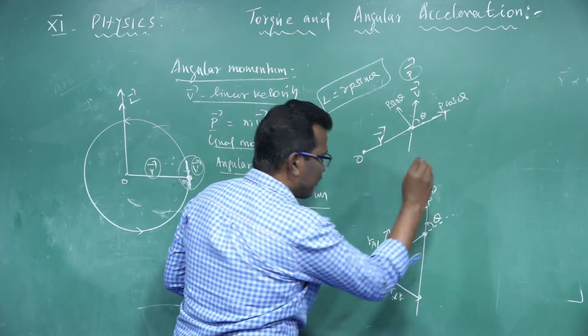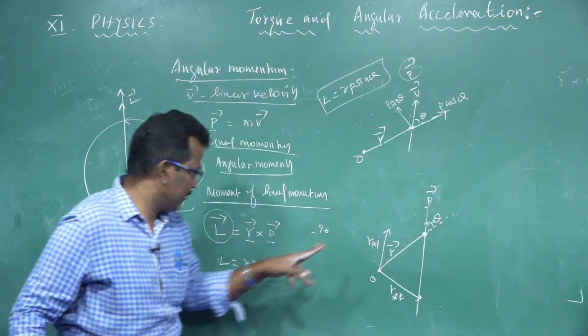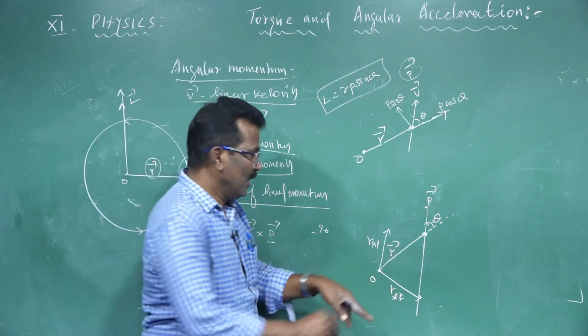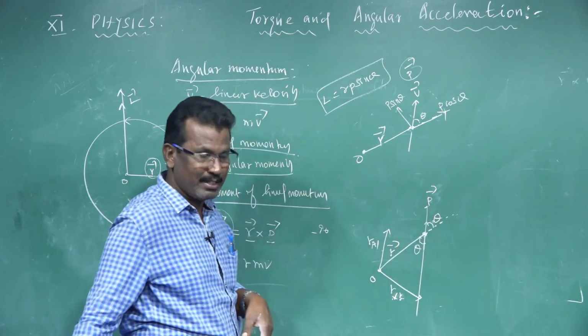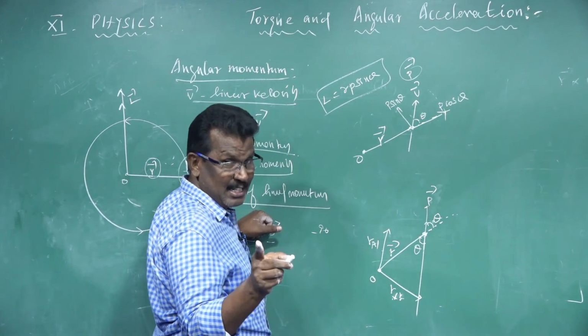This is theta. Theta represents the angle between the r vector and the p vector. So if this is theta, this is also theta.